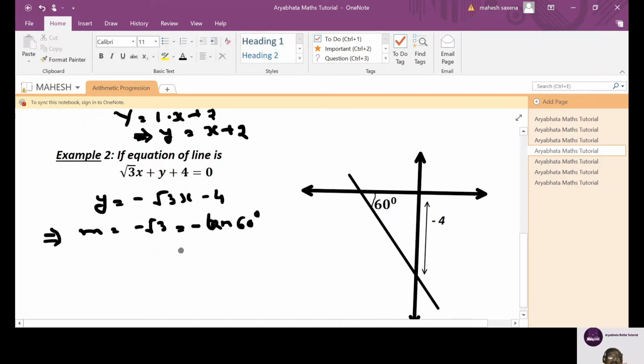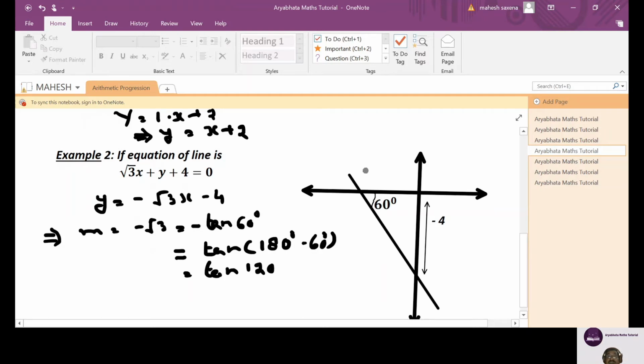And minus tan 60 degrees can be represented as tan of 180 degrees minus 60 degrees. Therefore, it is tan 120 degrees. Therefore, this line AB makes an angle of 120 degrees anticlockwise, or we can say it is making 60 degrees clockwise.